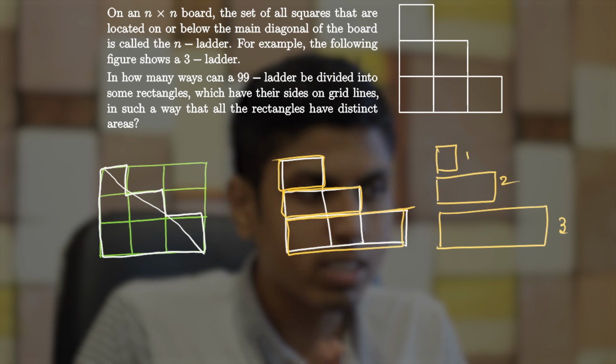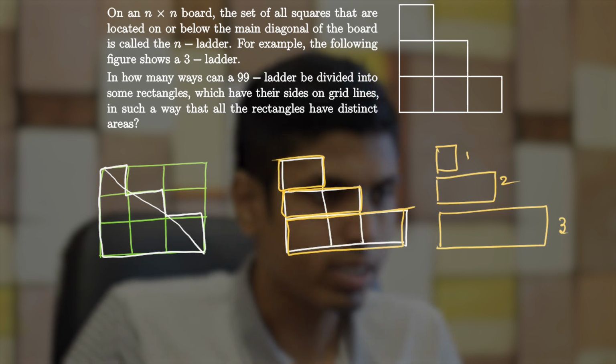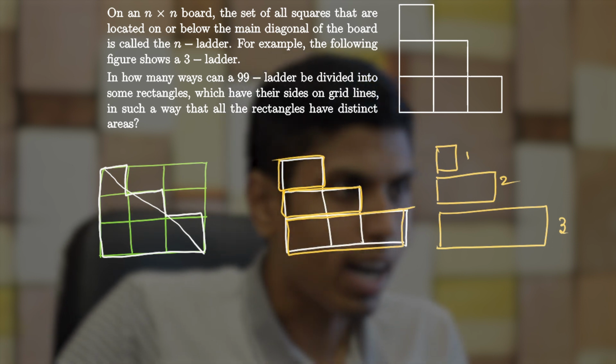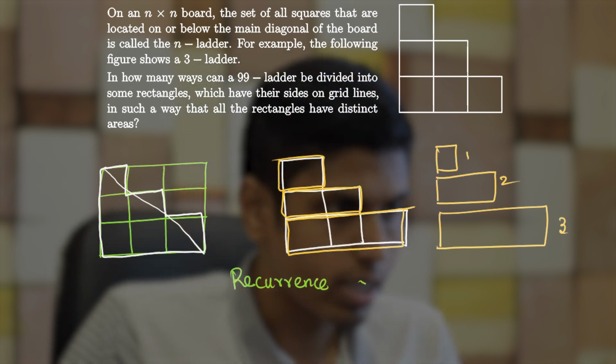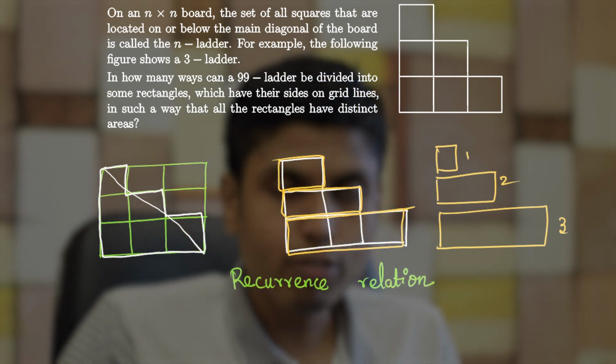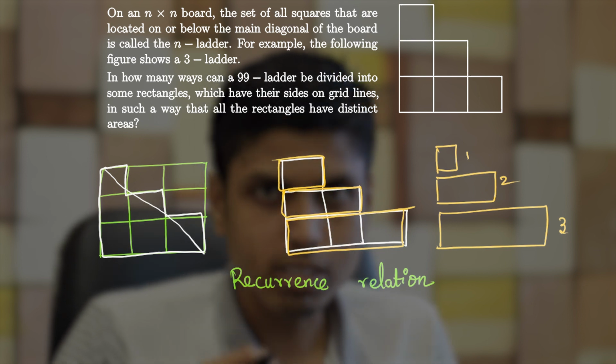But let's derive an expression for the general n ladder. It will not be difficult, as you will see. We will use an idea called a recurrence relation to deal with this problem. At first, let's do some definitions and then let's derive this recurrence relation.